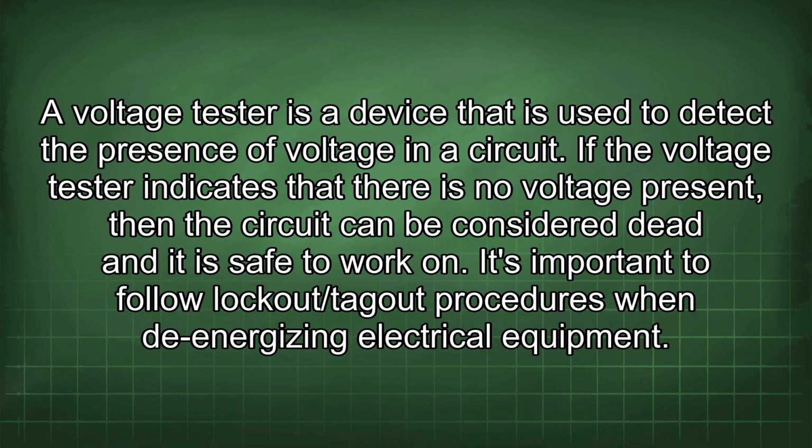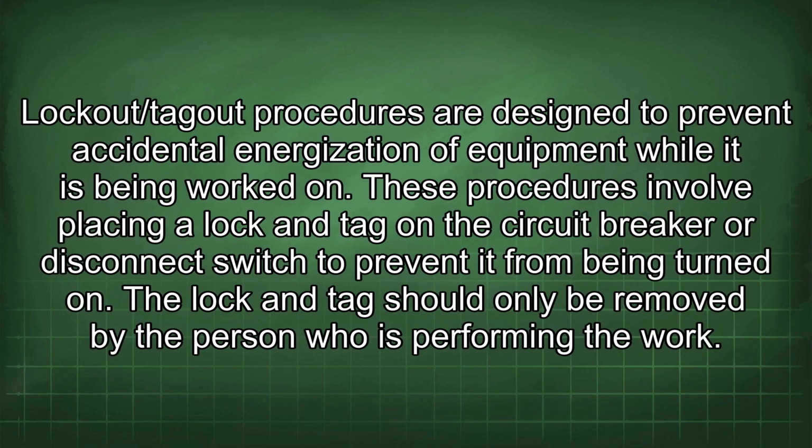It's important to follow lockout/tagout procedures when de-energizing electrical equipment. Lockout/tagout procedures are designed to prevent accidental energization of equipment while it is being worked on. These procedures involve placing a lock and tag on the circuit breaker or disconnect switch to prevent it from being turned on. The lock and tag should only be removed by the person who is performing the work.